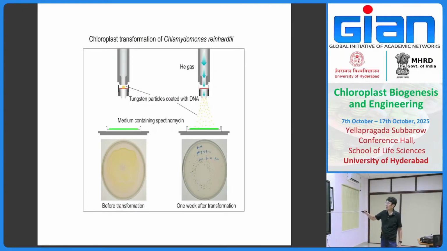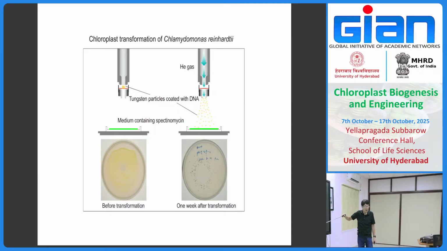So this is how it works. On the agar plate, we spread cells like this. Basically, if you use a fixed concentration of cells and also optimize the volume, it's not difficult to spread the cells as a monolayer on the agar plate. And then you shoot the particles.